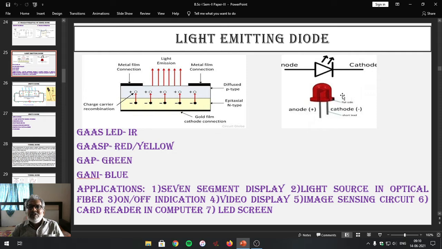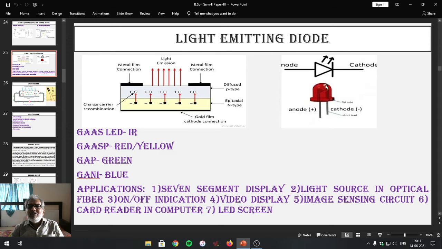These are used in the form of a 7-segment display. You might have observed it in a calculator. You might have observed it in the form of advertising media. I think you are well familiar with such a device through which the light is emitting. And such a diode, we can call it the light emitting diode.